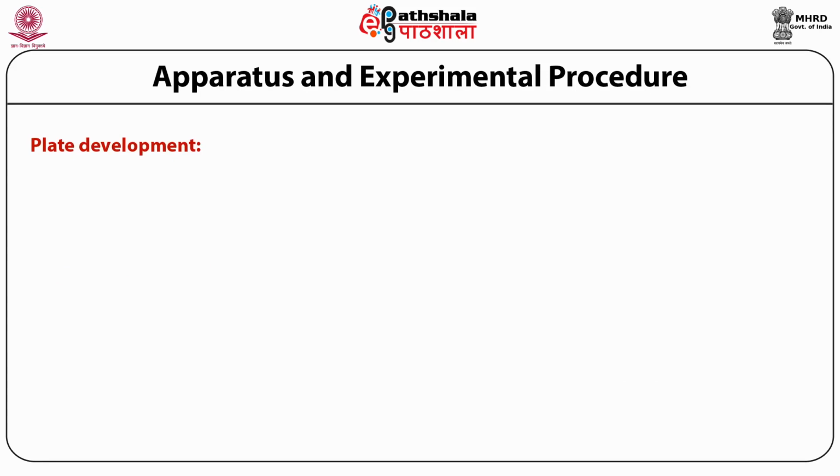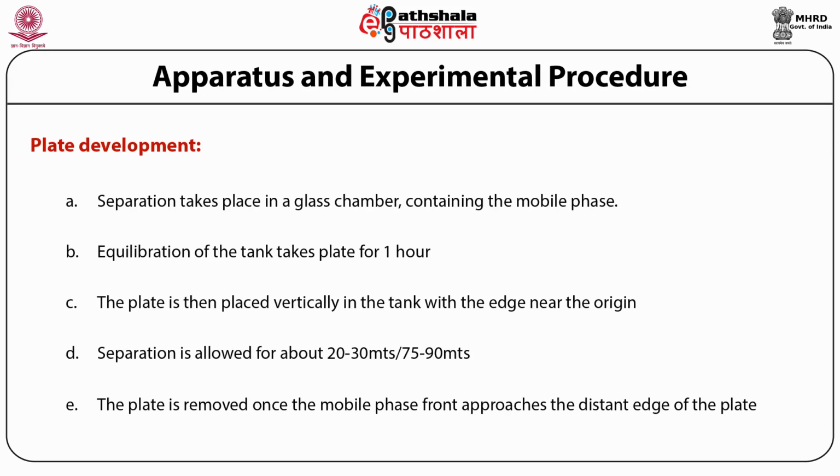This plate is then placed in a glass chamber which will contain the mobile phase. So once you place the plate in the mobile phase, you expect that the mobile phase, which consists of an organic solvent system, will start moving up the plate by capillary action. Before you place the plate in the glass chamber, you fill the glass chamber with the organic solvent system and allow the tank to equilibrate for about 1 hour. After this equilibration has been attained, the plate will then be placed vertically in the tank with the edge near the origin in the solvent system.